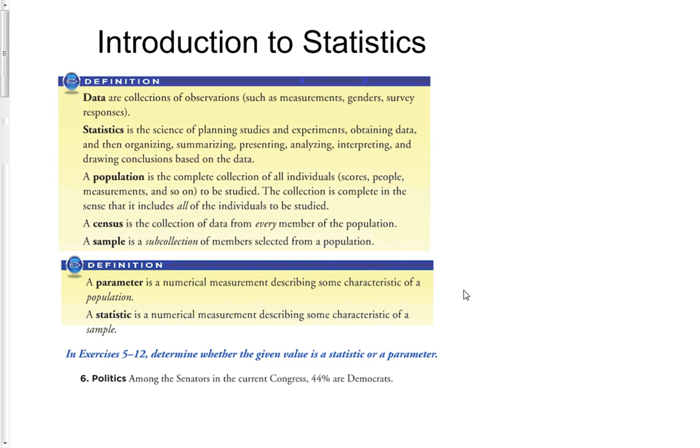Okay, now this is the introduction to statistics, and what we're going to do is go through some definitions that we're going to need going forward into the book. So let's get started. The first definition is the definition of data. Data are collections of observations. These could be measurements, gender, or survey responses, but basically they're just collections of observations.